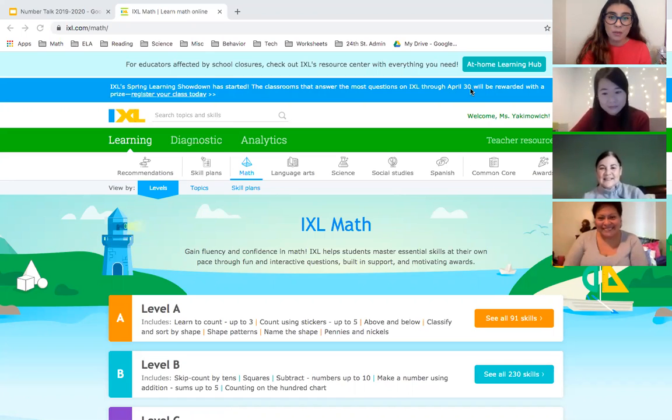Yesterday we had a story problem, and today we are going to practice our fluency through IXL. Our code for today is UBF.